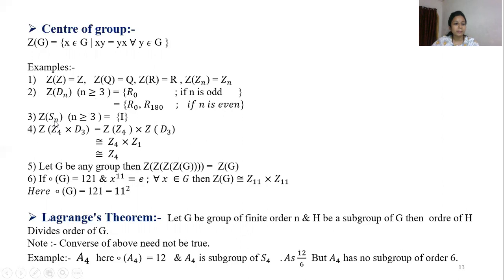What about the center of Sn, the symmetric group? For n greater than or equal to 3, it is non-abelian. The center of Sn contains only the identity element. What about the center of Z4 cross D3? It is the center of G1 cross G2. In general, the center of G1 cross G2 is isomorphic to the center of G1 cross the center of G2. The center of Z4 is Z4, since Z4 is abelian. D3 is not abelian, but here 3 is odd, so its center is the singleton R0, the identity, isomorphic to Z1. Therefore, Z4 cross Z1 is isomorphic to Z4.